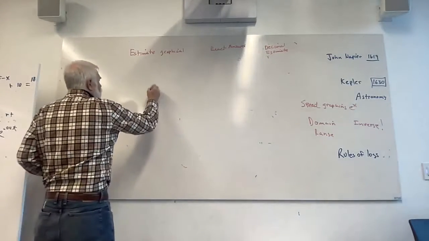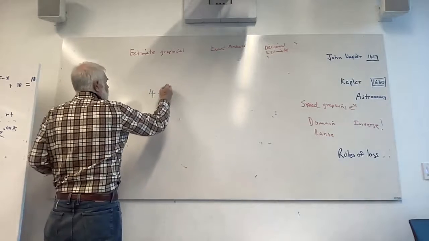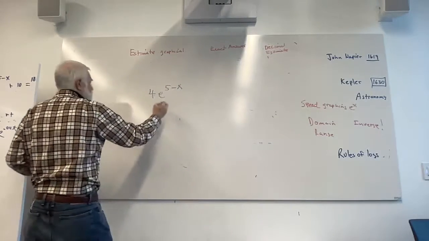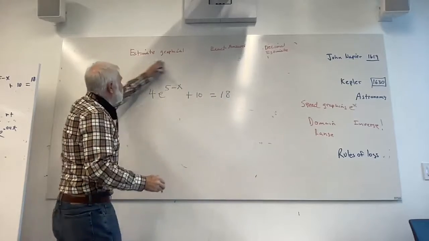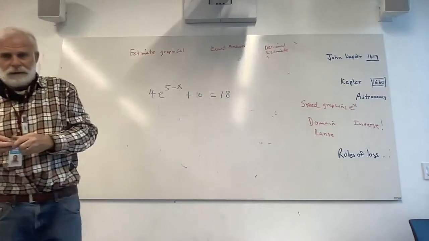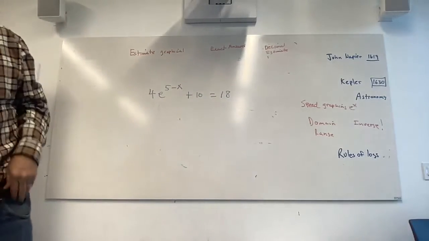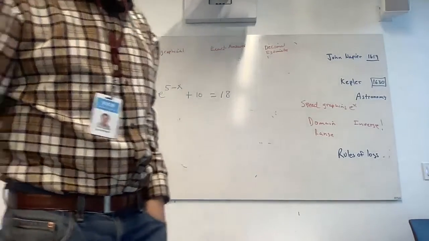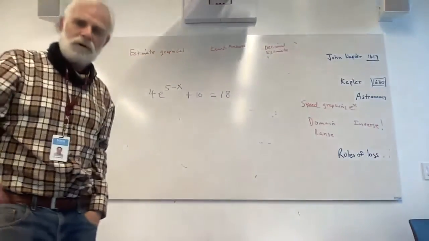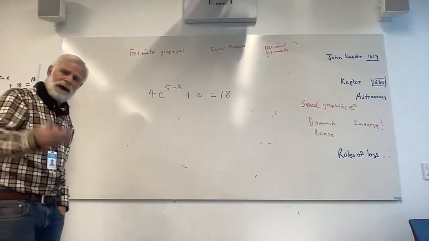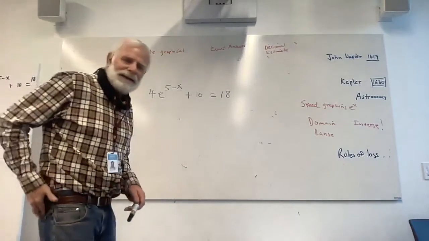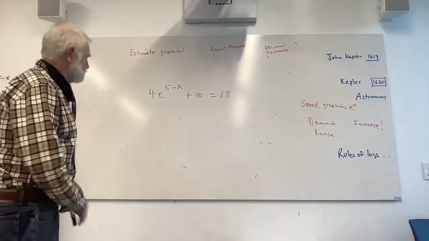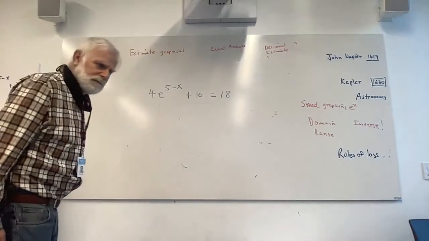So let's do 4e to the 5 minus x plus 10 equals 18. We want to get an estimate graphically. And why am I having to do that? Because students coming into calculus don't know how to graph e to the x or ln of x, either one, let alone quadratics or anything else. If we practice every day, over time, I'm hoping you put it in your pocket. Any holes in my pocket?